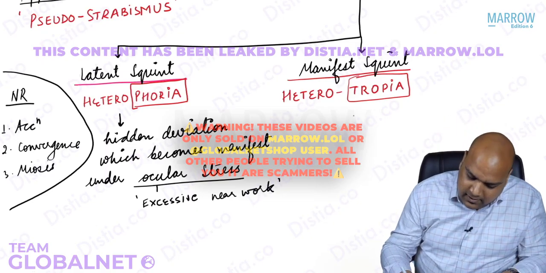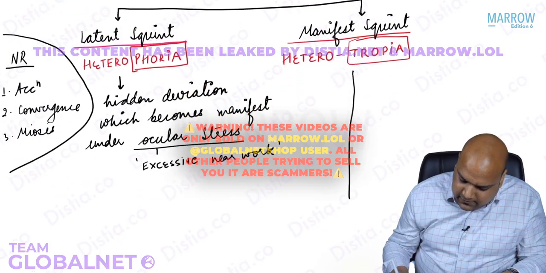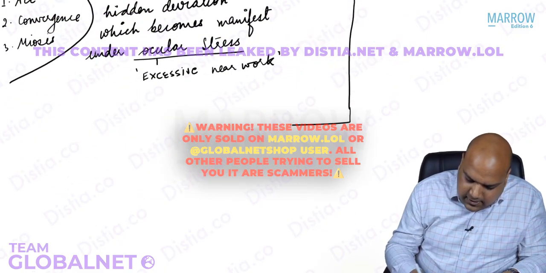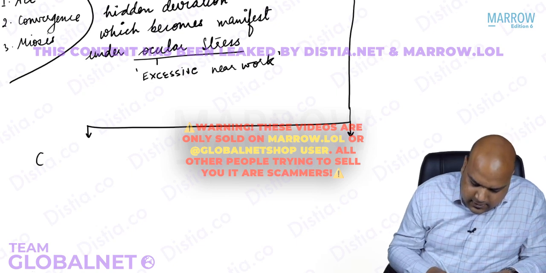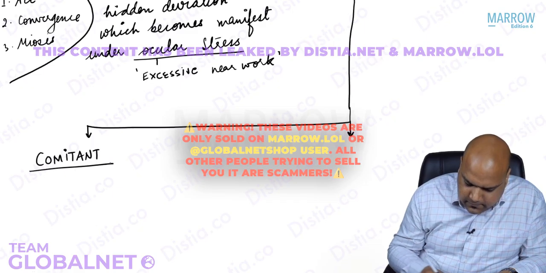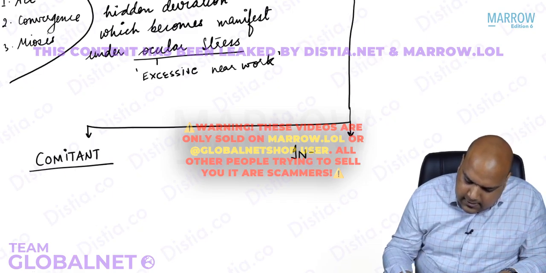So let's classify manifest squint further. Manifest squint can further be classified into two groups. One is called concomitant squint and the other is called incomitant squint.